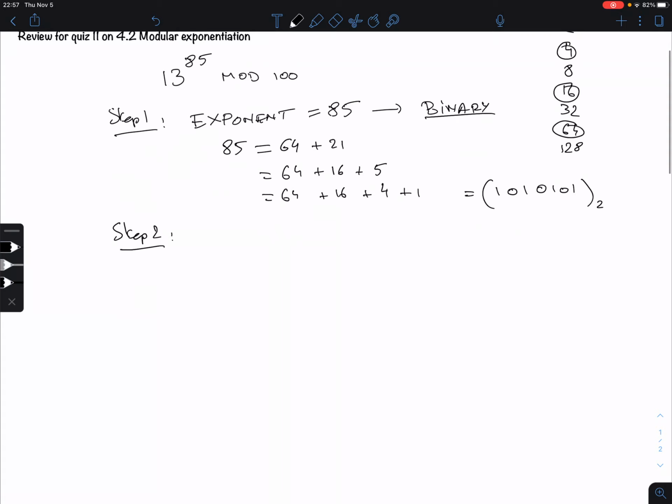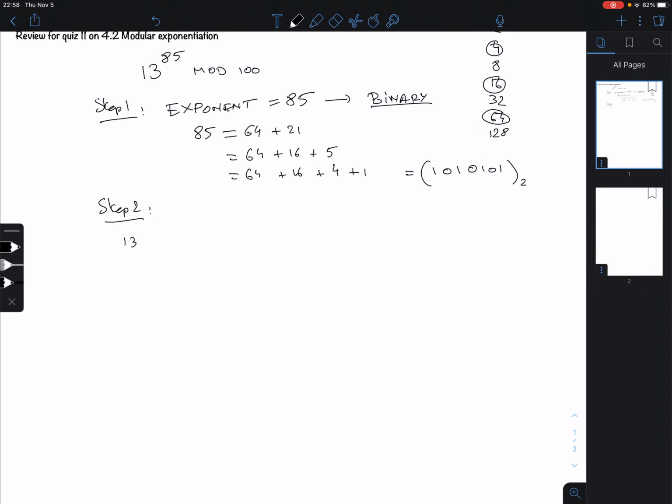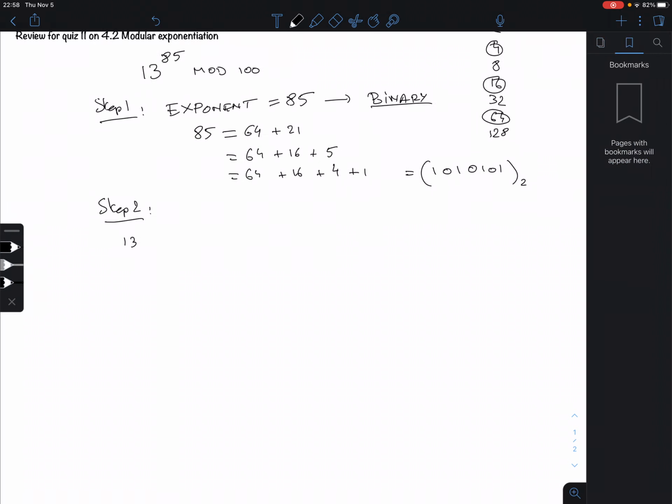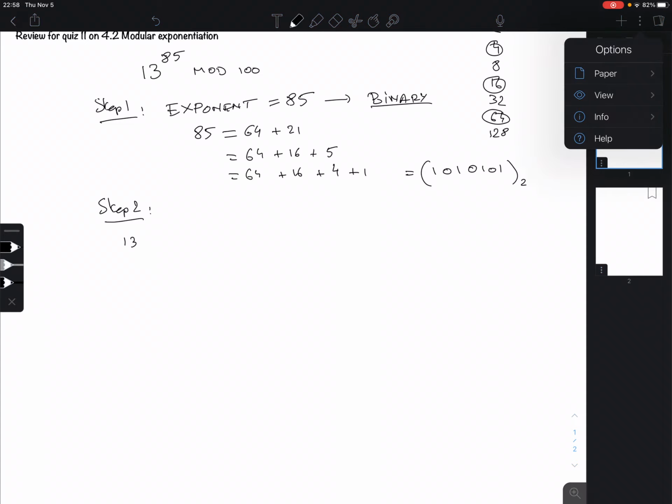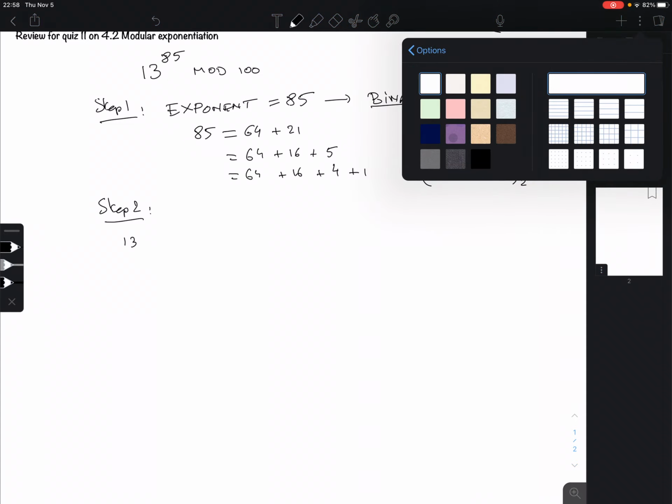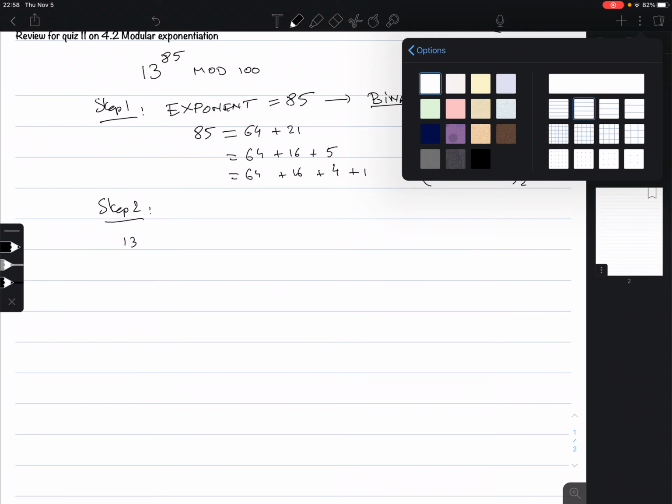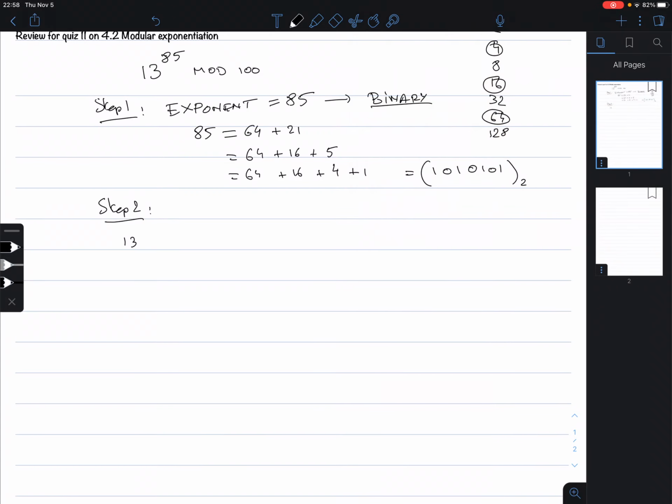Now we start with calculating. I'll make a table like this. Let me give myself lined paper. I'm going to write here the powers of 13: 13 to the power 1, 13 squared, but not all powers. Each time I take the square, so that means I double the exponent each time.